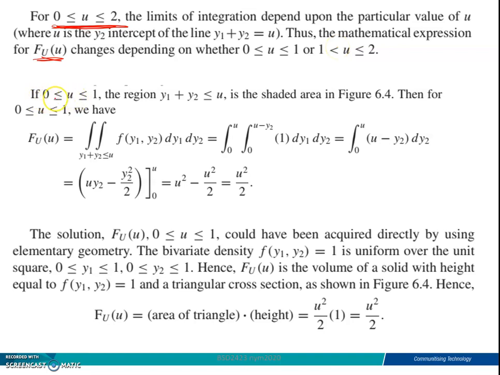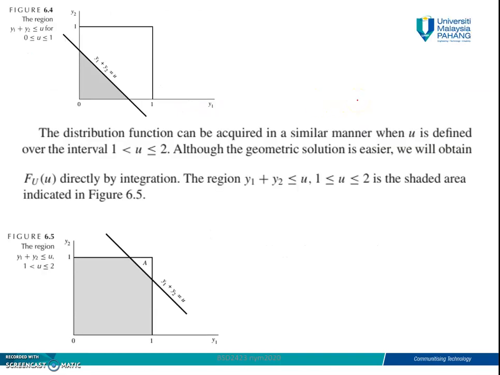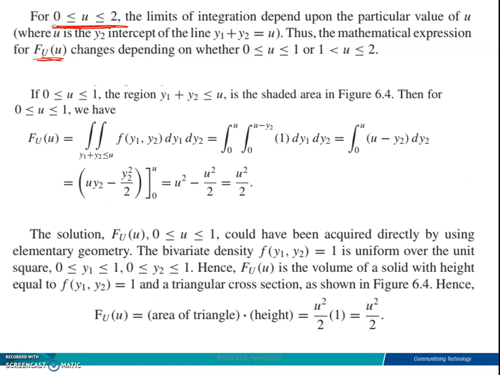So if u is between 0 and 1, the region y1 + y2 is the shaded area in figure 6.4. You can see here, if we have y1 + y2 and the region is between 0 and 1, this is the shaded area that we have. That means for y1 we have from 0 until this line, and for y2 also we have 0 until this line.